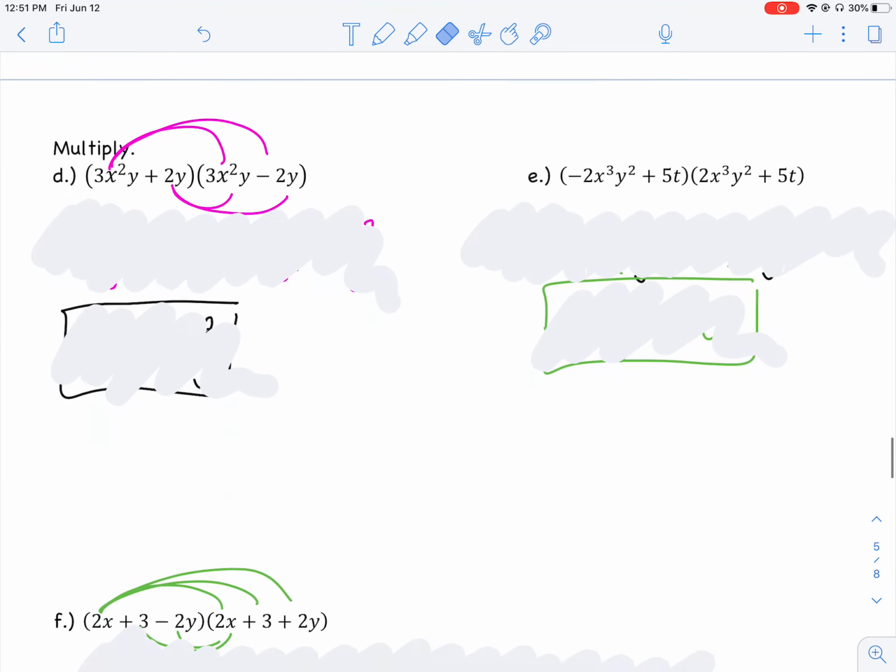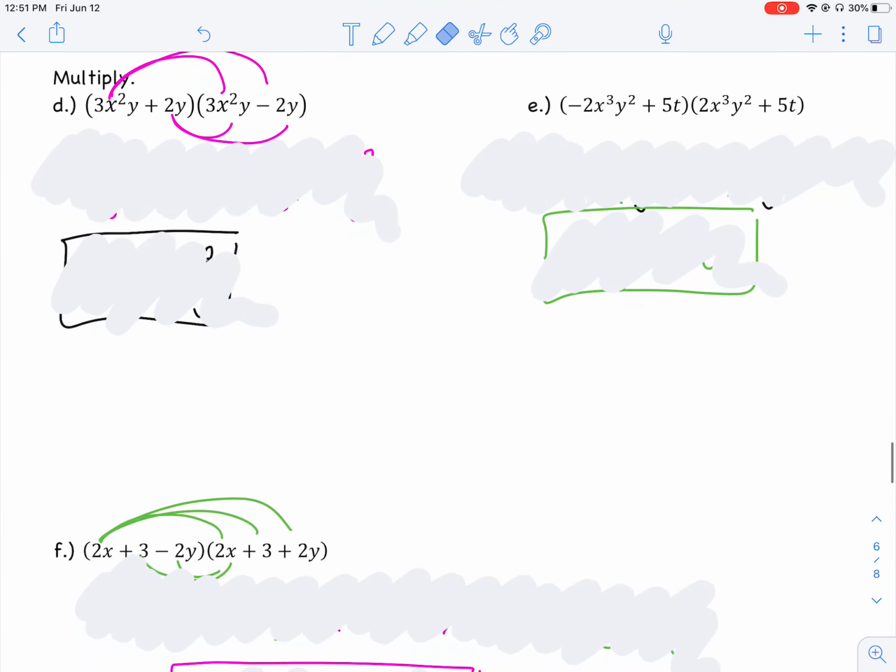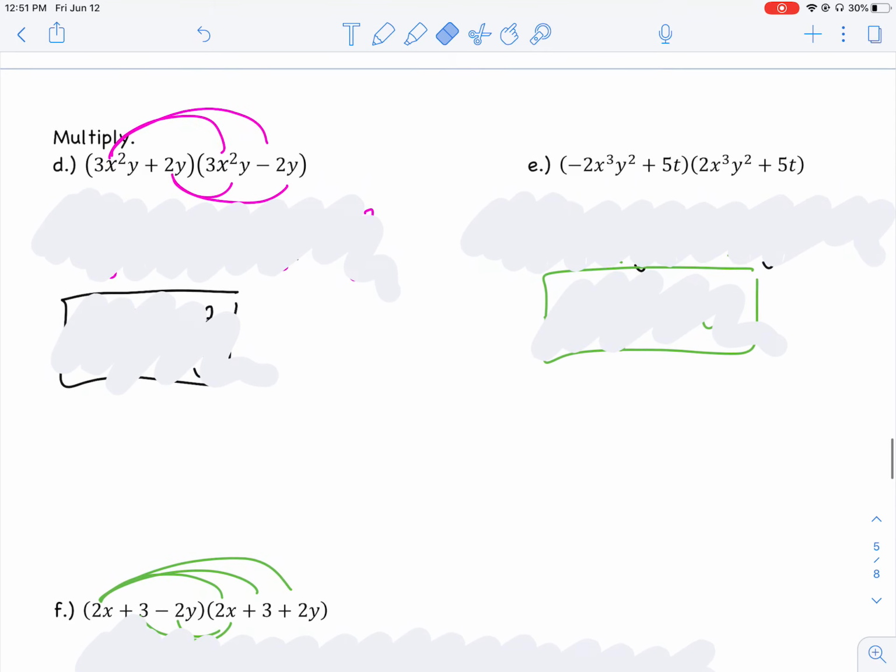All right, why don't you try D, E, and F? Lots of different things going on, so please slow down. Please be careful with your exponents and combine only the ones that are like terms. Why don't you try these three and see if you got the same thing I did?